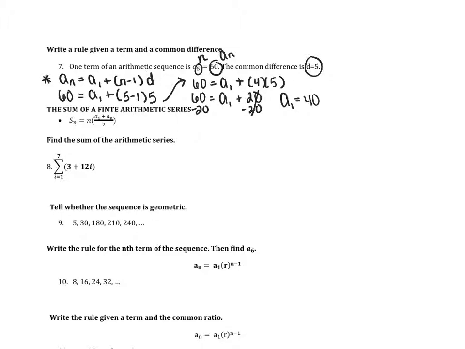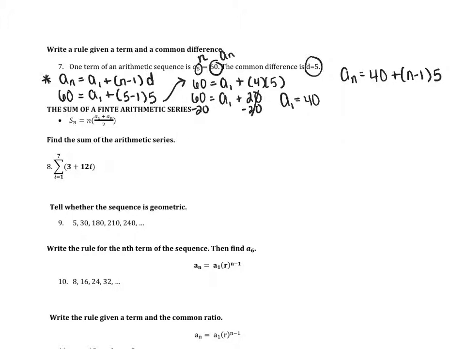So you're going to need that because now you go back to using the same formula, only we are going to plug in a1. And so an is equal to a1, which is 40, plus, go back to using just n minus 1, just like we did in problem 6, times d, which is 5. Now this technically could be your answer, but it's not the most condensed, the most simplified form.